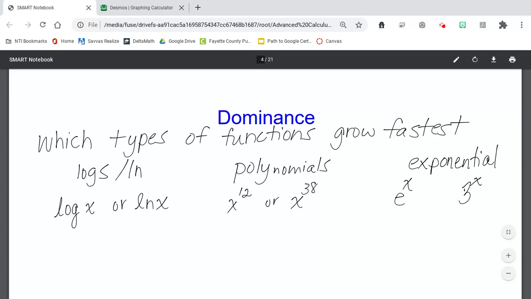Now, I do need to make a special note. If you evaluate a limit and you get infinity, technically infinity is not a number. So technically, these limits do not exist.